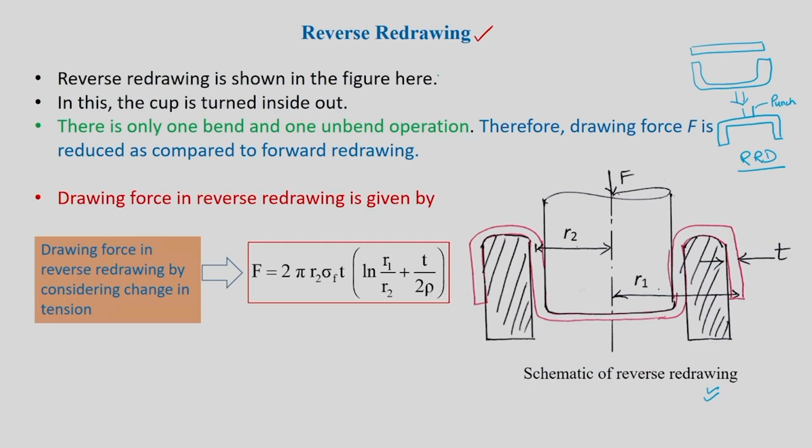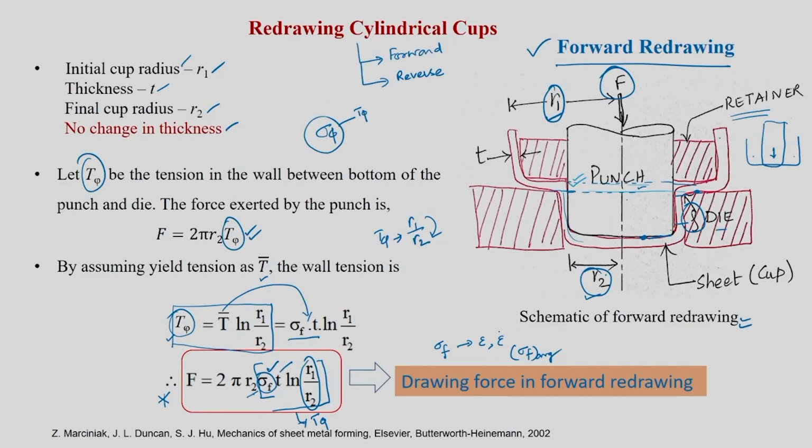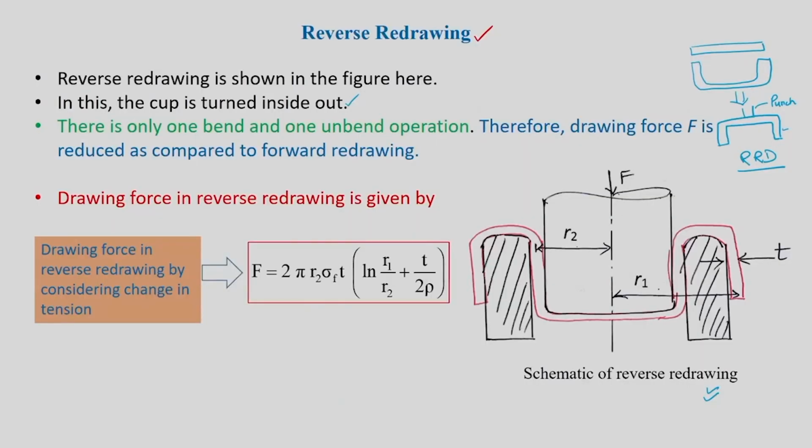Reverse redrawing is shown in this figure. In this, the cup is turned inside out. That means your cup wall is going to come down. The cup wall is actually hanging down. In the previous case, the cup wall is going to be like this. In this case, it is actually going to come down like this. Okay, and this will be kept on the retainer. The punch is going to touch this surface and it is going to be displaced, and of course, the first portion that will form is basically the cup bottom. After that, the cup wall is going to get formed.